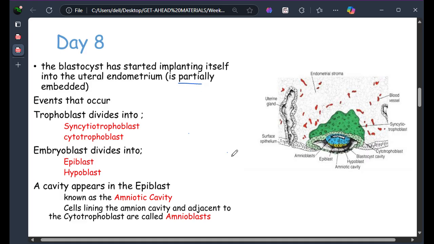So at this point, what we were calling the trophoblast would change and develop into two structures. Okay, the trophoblast will develop into two structures, and also the embryoblast will divide into two structures. Let's call it that for now.